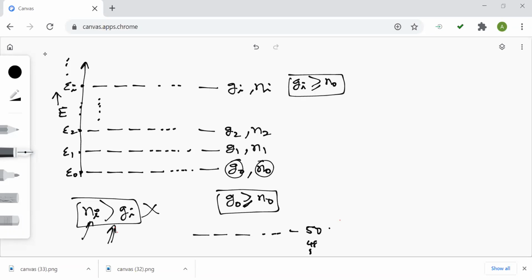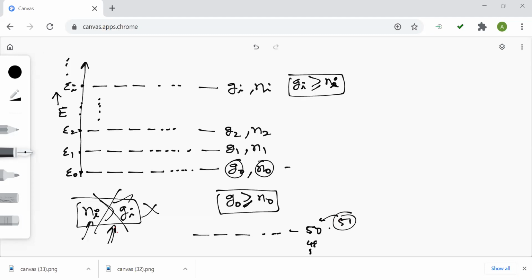Can I place 51 particles here? Not possible, sir. That's what I'm saying. So this is not possible, right? So in each level, the number of particles Ni should be equal to Gi or less than Gi. Only these are allowed.